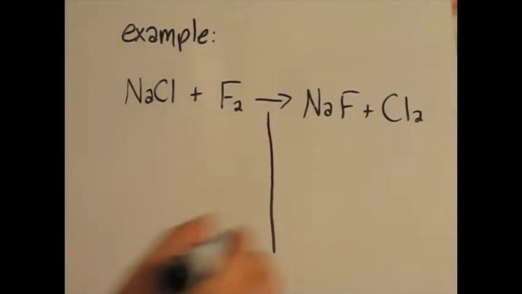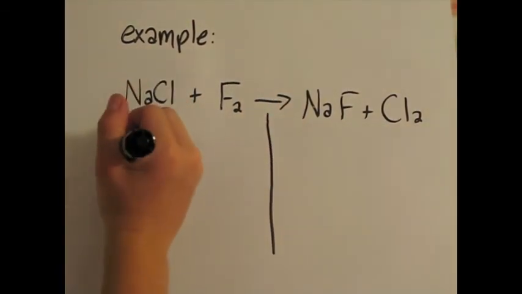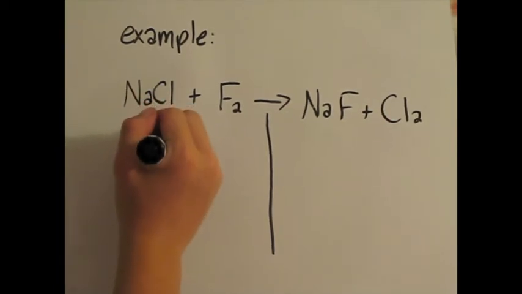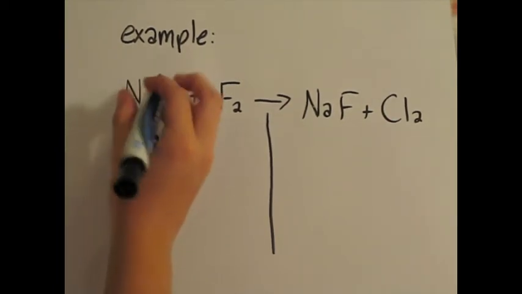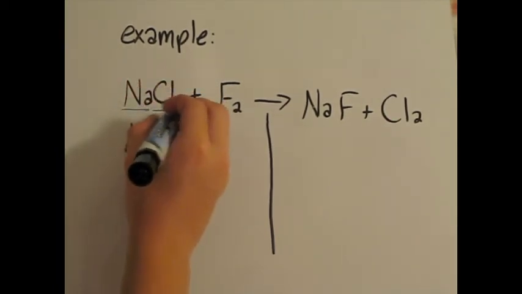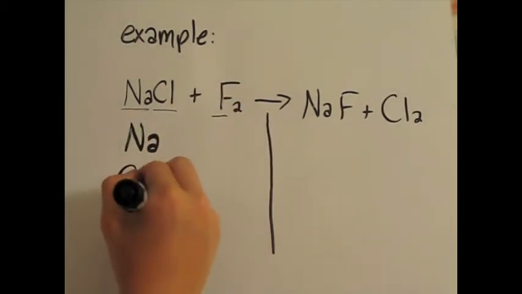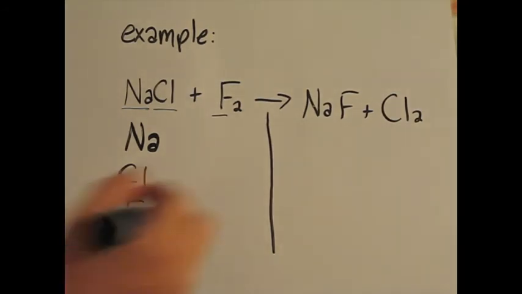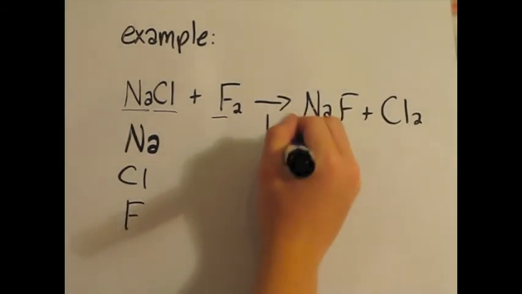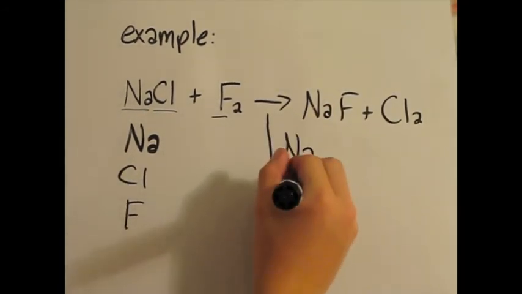Split the 2 in half. On one side, write all 3 elements you see. I see Na, I see Cl, and I see F. You have to remember that what you write on one side, you have to write on the other, no matter what.